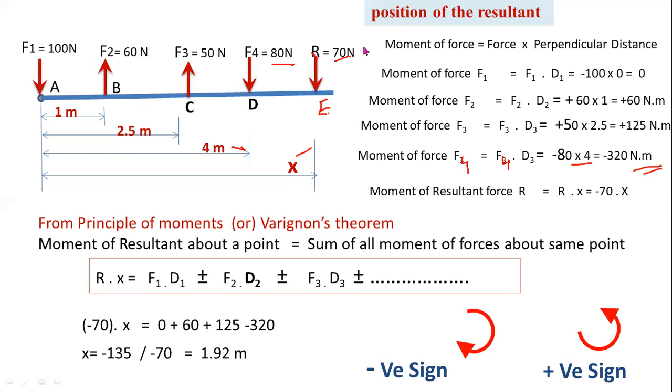That means this resultant force lies between point B and C. You can observe the distance from A to B is 1 meter, and A to C is 2.5 meters. So the position of resultant is 1.92 meters. That means this resultant force lies between B and C.